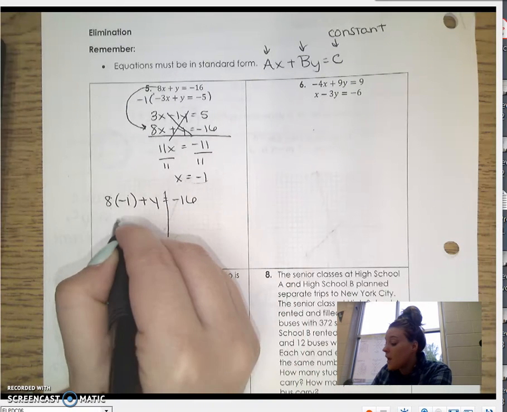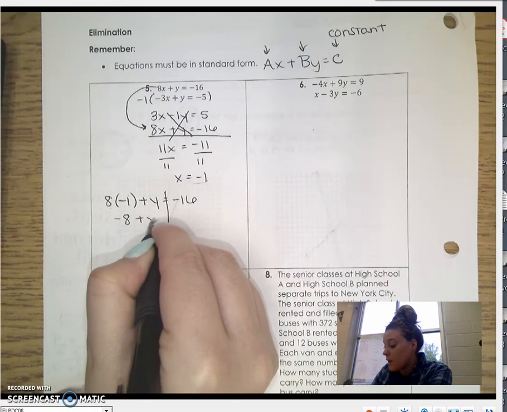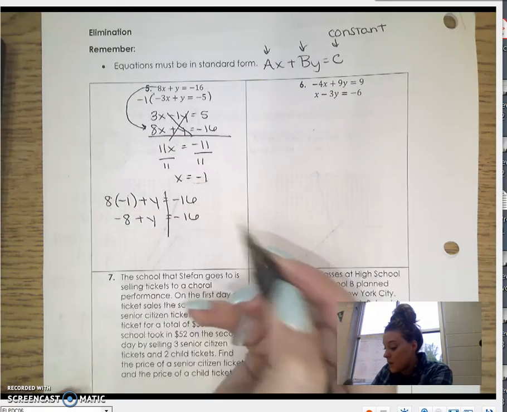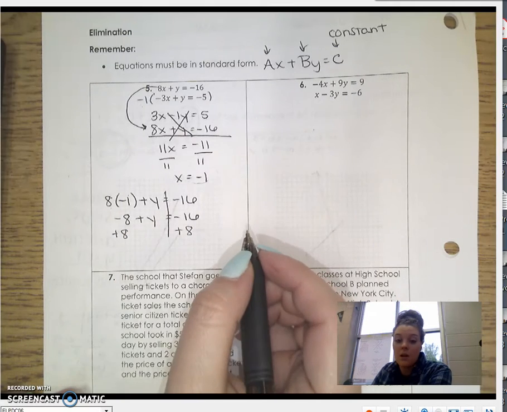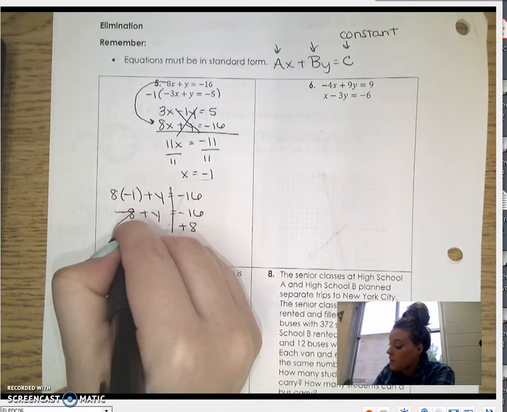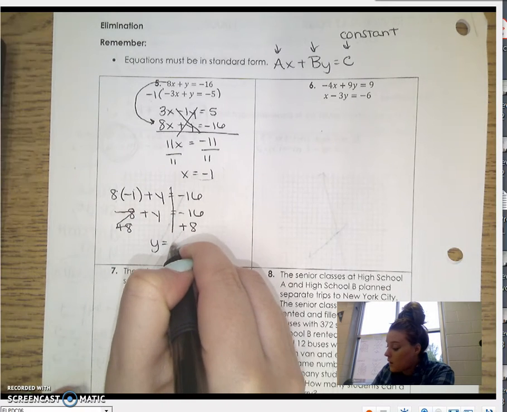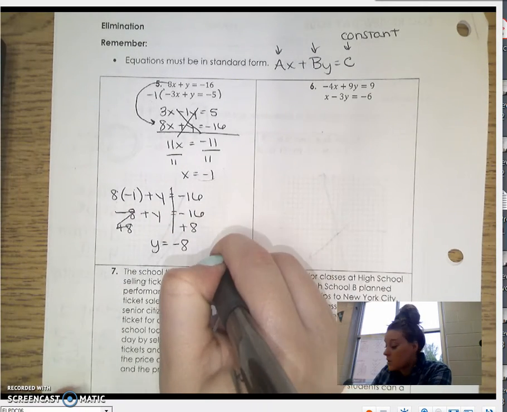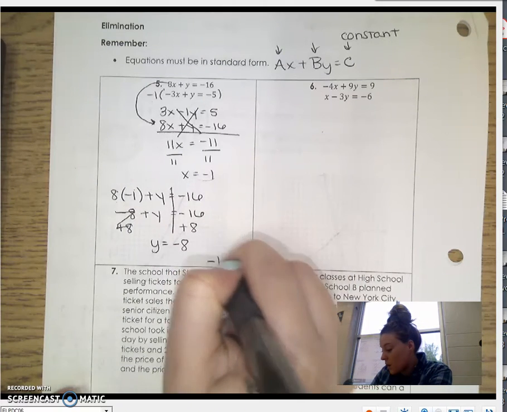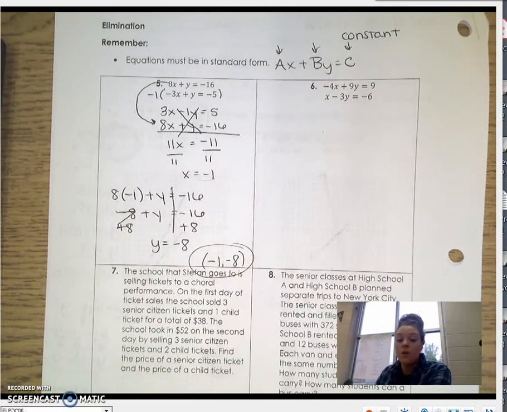So 8 times negative 1 is negative 8 plus y equals negative 16. I'm going to add 8 to both sides using the addition property of equality. Y equals negative 8. So to write my final answer, I would write negative 1 comma negative 8. If you were to graph both of these lines, they would cross at the point negative 1, negative 8.